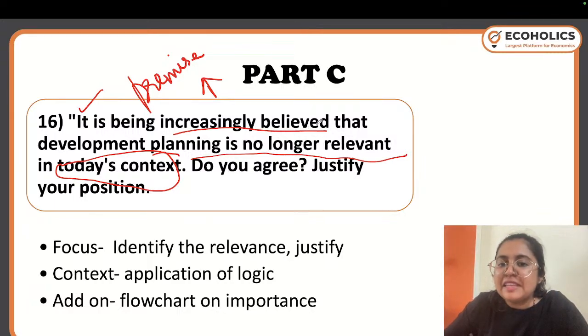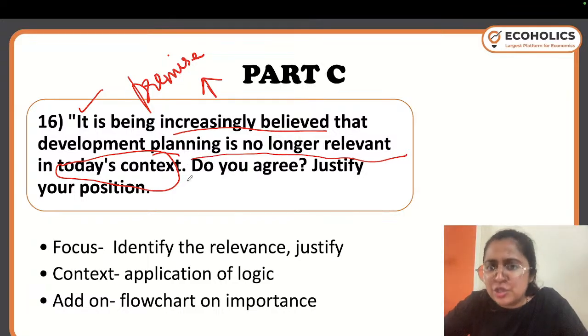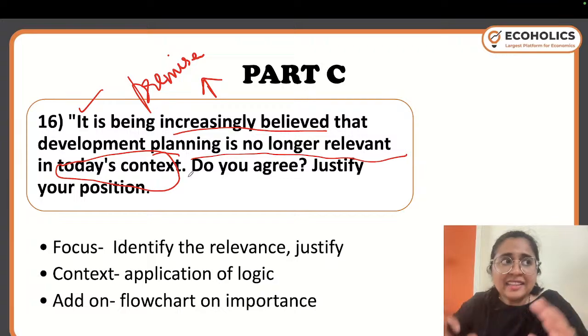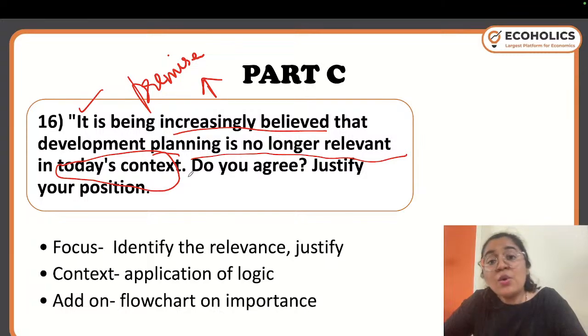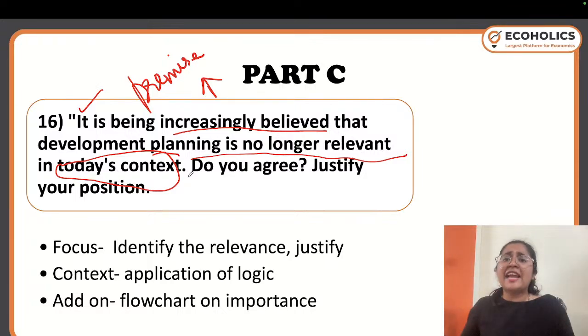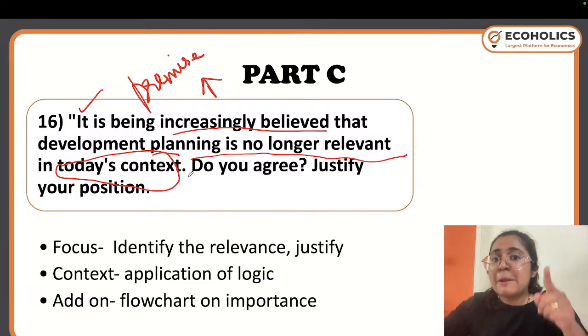It is being increasingly believed that development planning is no longer relevant in today's context. Have you heard any such news that people are not talking about development planning? People are not talking about planning at all. Have you heard that recently? If planning was not a very important part of anything, then I think management schools would not have been there at all. So if there is such a strong importance of management because of so much variety of things taking place now in today's context, this premise is wrong.